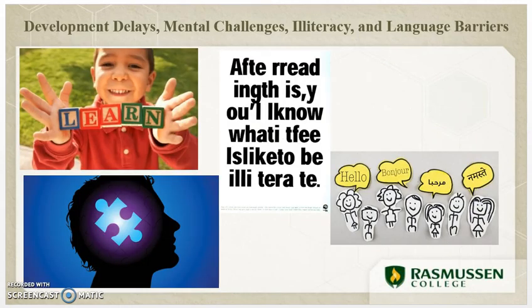The next topic is dealing with developmental delays, mental challenges, illiteracies, and language barriers. Patients with developmental delays, those that are mentally challenged, may have trouble understanding complex or multi-stepped education and teachings. In these situations, you want to make sure that you give the instructions to the caregiver, maybe instead of the patient, but that does not mean that you should ignore your patient. They are still your patient. Look at them, talk to them still, but make sure that instructions are then also passed on to their caregiver.